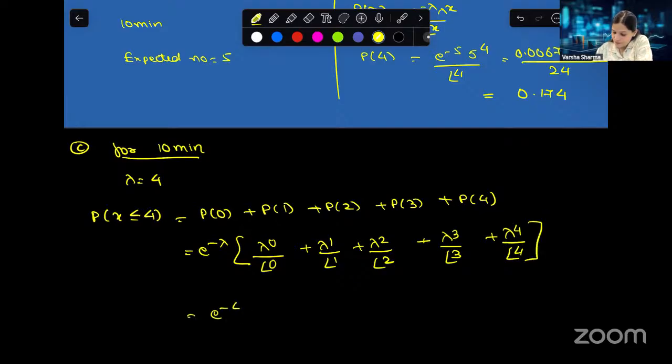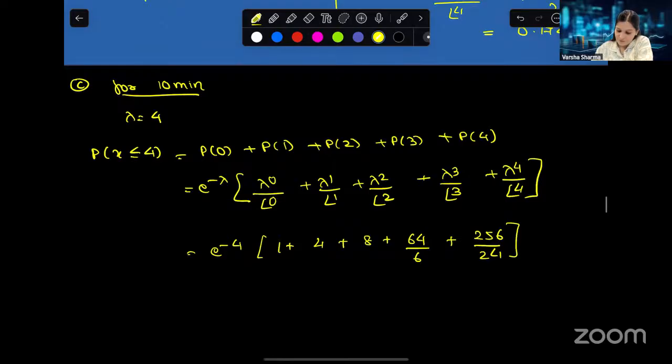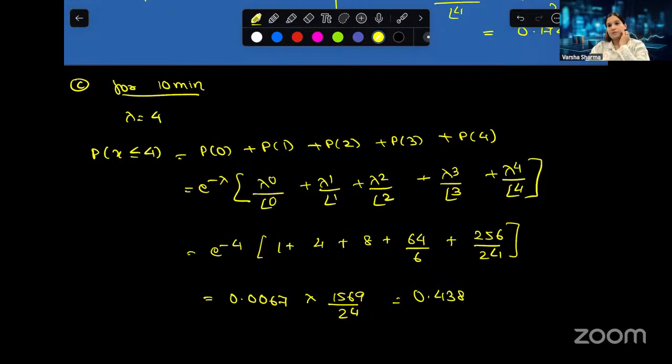E power minus 4, 1, 4, 16 by 2 is 8, 64 by 6, 256 by 24. E power minus 4.0067 into 1569 by 24. That is 0.438.